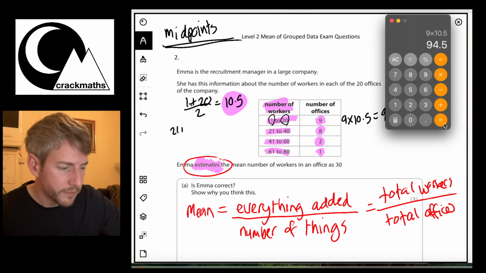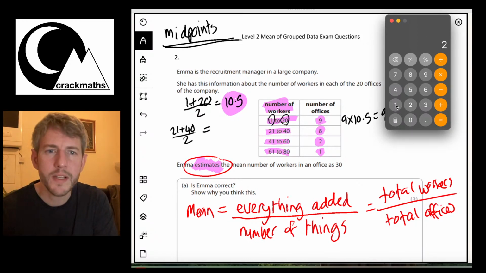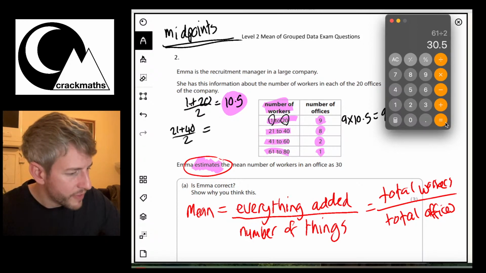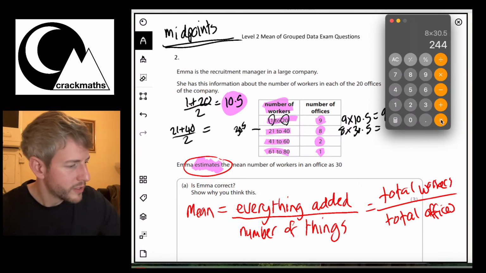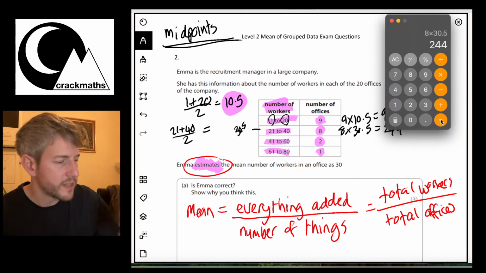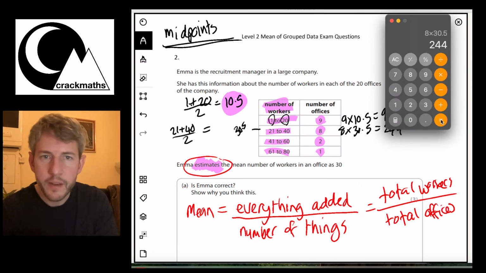Right, now we do the same for the next bit. So we're going to do 21, add 40, and divide that by 2. So if I've got 21 here, add 40, equals 61, and then I'll divide that by 2, 30.5. So I'm going to estimate that these ones have 30.5 people in. And so I'm going to do 8 times 30.5. So 8 times 30.5. And that equals 244. So those 8 offices have 244 workers.